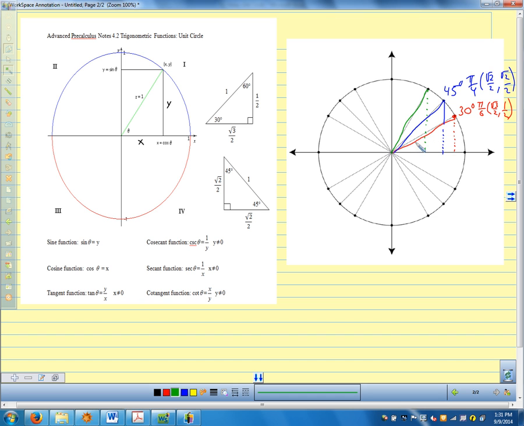This is a 30, 60, 90 triangle turned the other way. So now I have the 60 degree angle here. 60 degrees in radians is pi over 3. And how long is the short side, the x coordinate? Short side is 1/2. The long side, square root of 3 over 2. The cosine of 60 degrees, or pi over 3, is 1/2. The sine of 60 degrees is square root of 3 over 2.